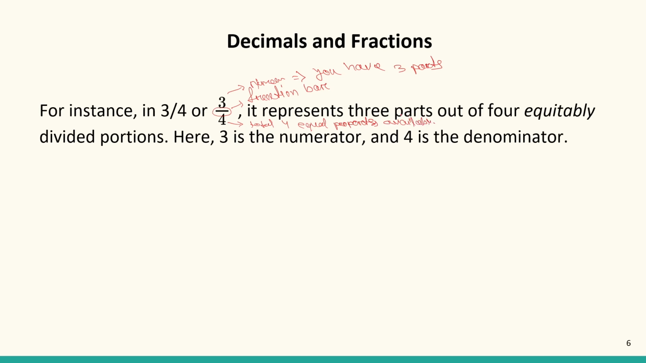So it represents 3 parts out of 4 equitably divided proportions. Equitably is to be noted here, that is equal proportion. Here 3 is the numerator and 4 is the denominator. So we saw an example.